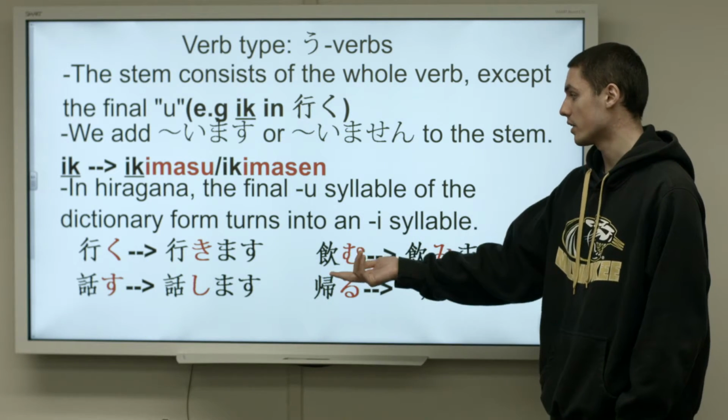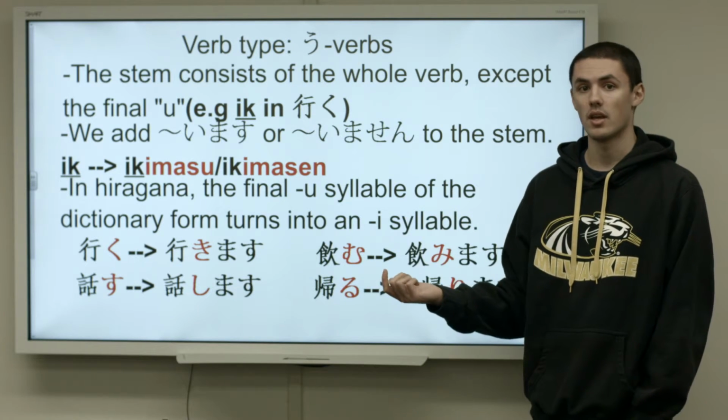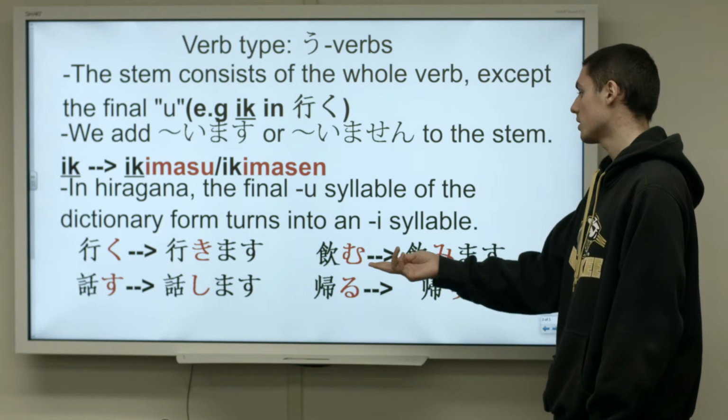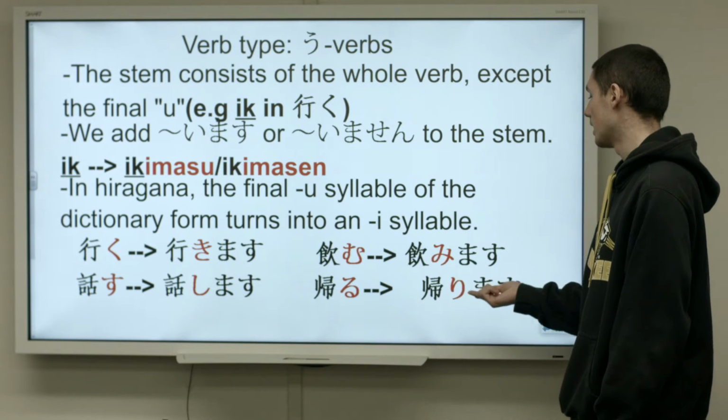If we've got hanasu, we lose the u and we just get an s. So when we add an i, it becomes shi. So we've got hanashimasu. Nomu can become nomimasu. Kaeru can become kaerimasu.